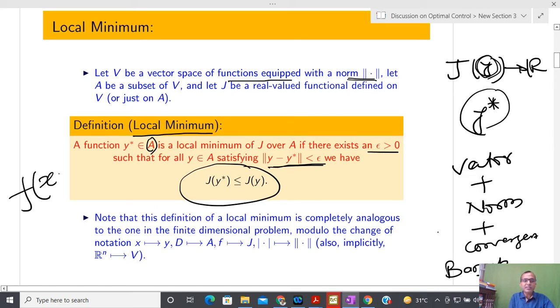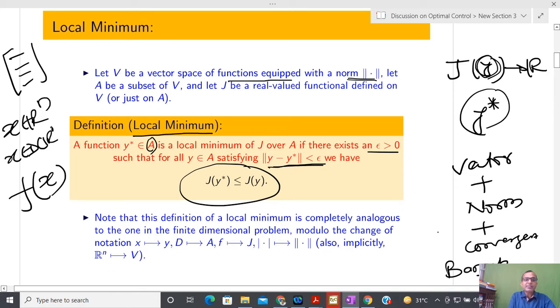Now I have just replaced x by y. Here x comes from either some kind of column vector where each entry is a real number, or some set, x belongs to D, and D is a subset of Rn. So x and x star are nothing but column vectors. In order to move from finite to infinite, I am just going to change x. x is initially a column vector where each entry is a real number, to y.